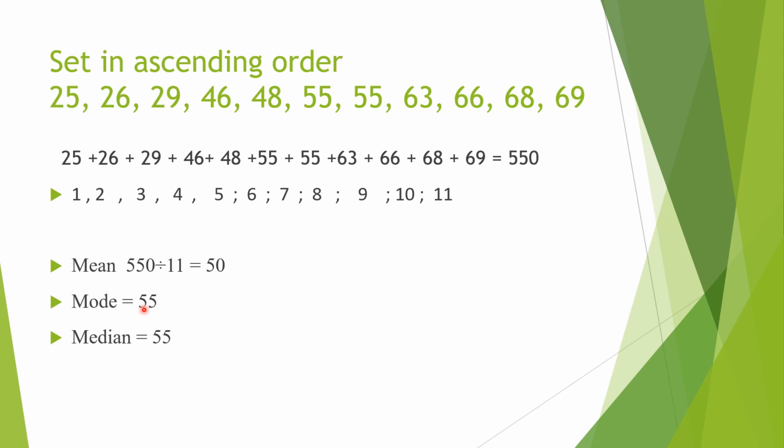Now, the median is the one that is in the middle of the set. Median, in the middle. They are already set in ascending order. So if we have 11 numbers, the middle of 11 would be the 6th, with 5 on each side, 5 at the top and 5 at the lower end. So when you check, you look for the 6th number. 1, 2, 3, 4, 5, 6. The 6th number would be the median. And that's how you get 55 to be our median.